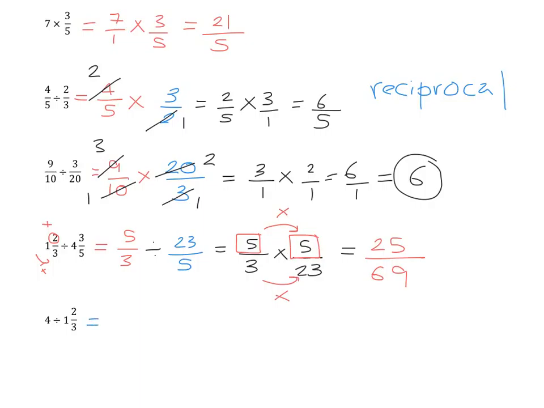In the very last question, we rewrite the first number as 4 over 1. This is being divided by 1 and 2/3, which is 5/3. So this calculation becomes 4 over 1 multiplied by 3 over 5, which is 12 over 5.